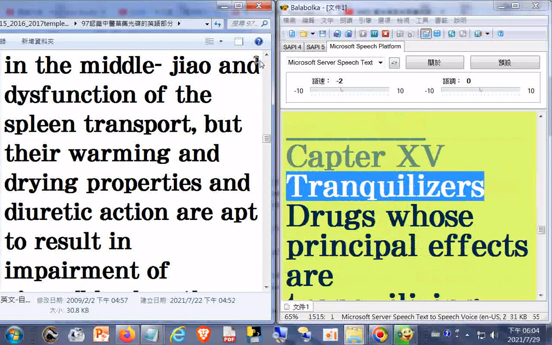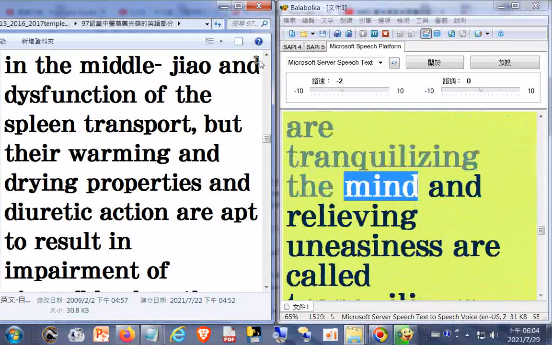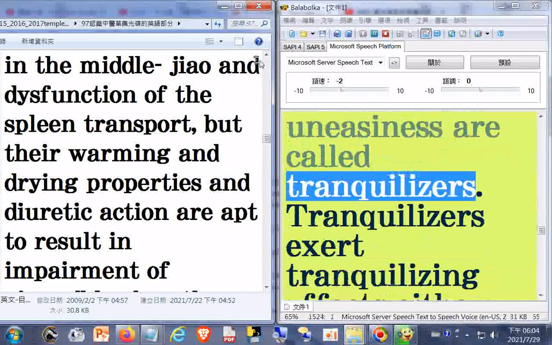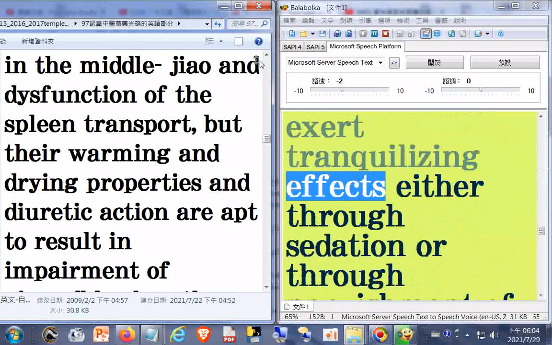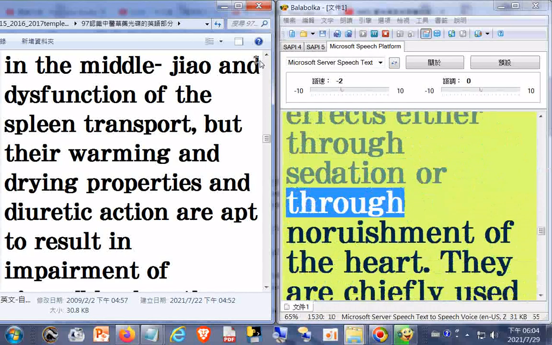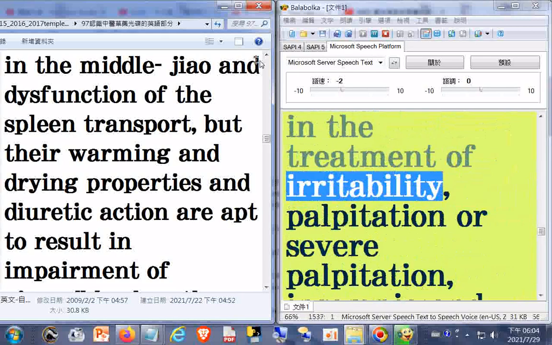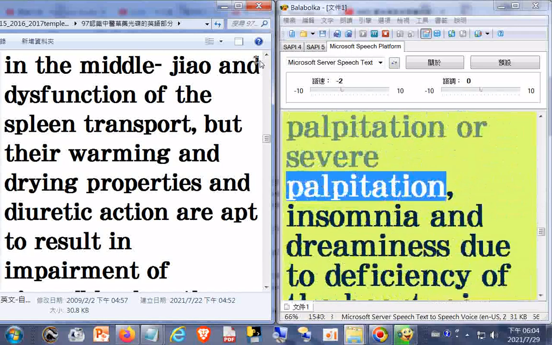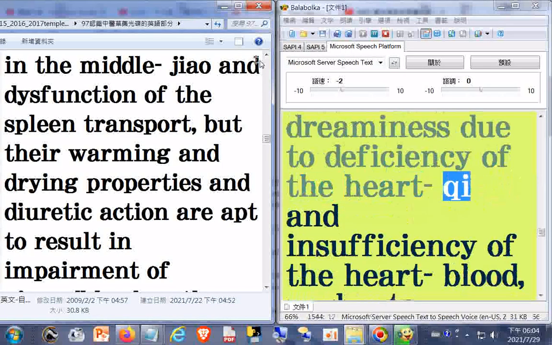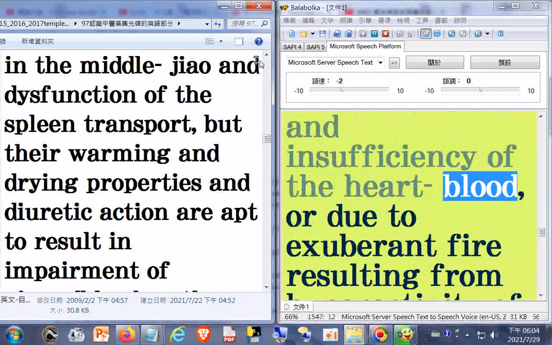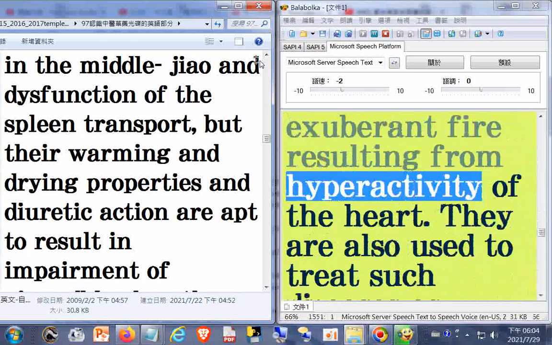Chapter 15 Tranquilizers. Drugs whose principal effects are tranquilizing the mind and relieving uneasiness are called tranquilizers. Tranquilizers exert tranquilizing effects either through sedation or through nourishment of the heart. They are chiefly used in the treatment of irritability, palpitation or severe palpitation, insomnia and dreaminess due to deficiency of the heart qi and insufficiency of the heart blood, or due to exuberant fire resulting from hyperactivity of the heart.